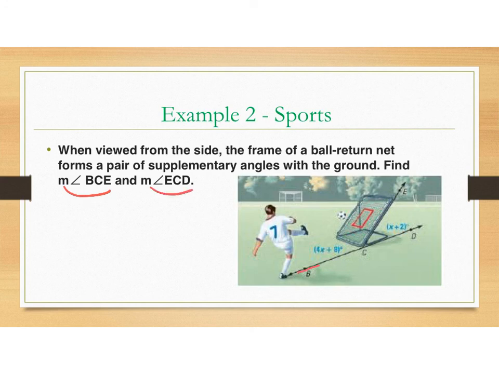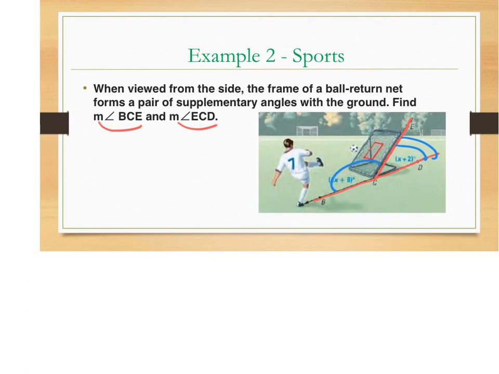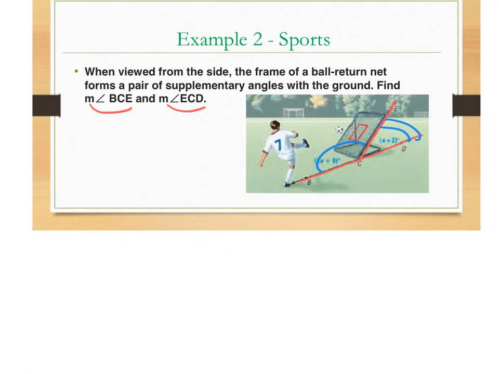So here is the line that it's making with the ground, and then here is the ball return. If you notice, they're asking us to find this angle right here and this angle right here. Again, we know that supplementary angles, when we add the two angles, add up to 180 degrees. So I'm going to use my angle addition postulate, and I'm going to add 4x plus 8, which is this angle here, and then add that to the x plus 2, the other side. Set it equal to 180 degrees because I do have a pair of supplements.